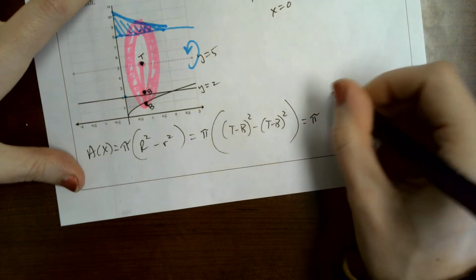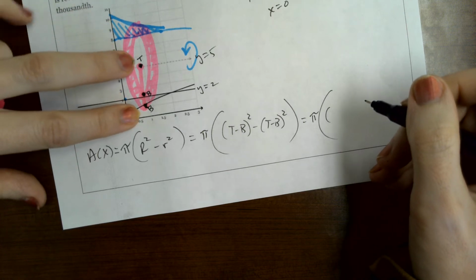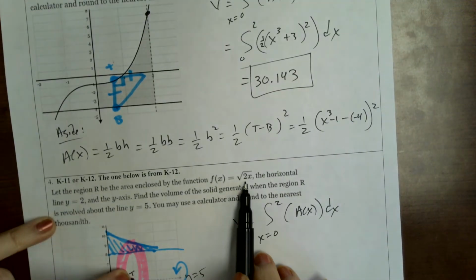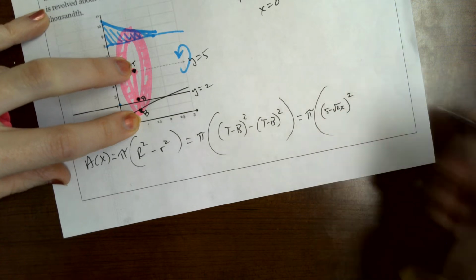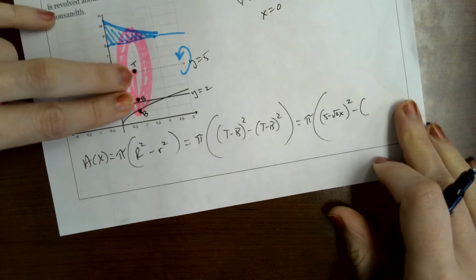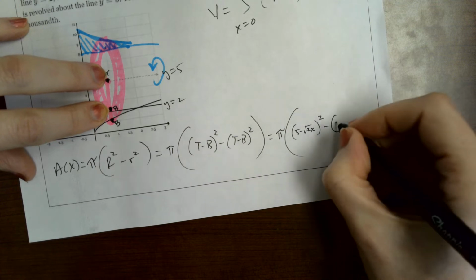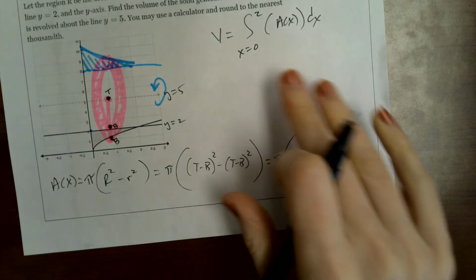All right, pi. Okay, the top, so I'm going to do the big one. So from here to here. So top is 5, bottom is radical 2x. 5 minus radical 2x squared. Minus, this time top is 5 and the bottom is 2. 5 minus 2 squared. All right, so that's the area, and now I'm ready to put it in here.